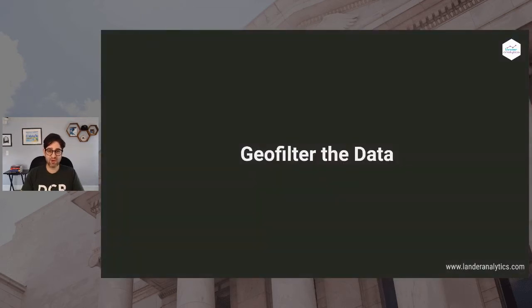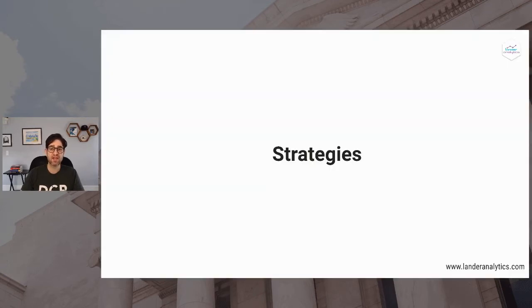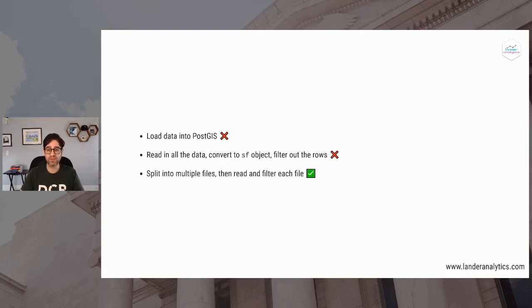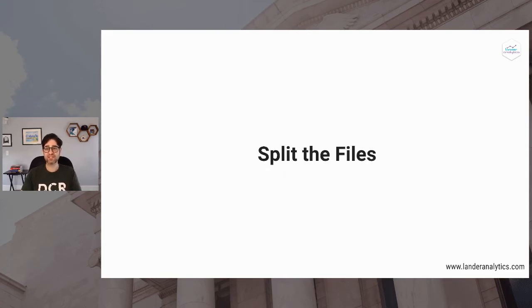So now we have our data, we want to geofilter it. And there are a few strategies we can take. We can load it up into PostGIS right from the get-go and do a spatial query, but that's our end goal, and the data's not ready for that yet. So we could read all the data into memory, convert it into an SF object, and filter out the rows. But we can't be so certain that the data will fit into memory. So we can split this one big file into multiple files, then read and filter each file individually. So that's the strategy I want to go with.